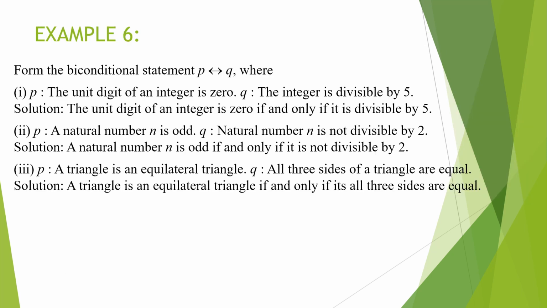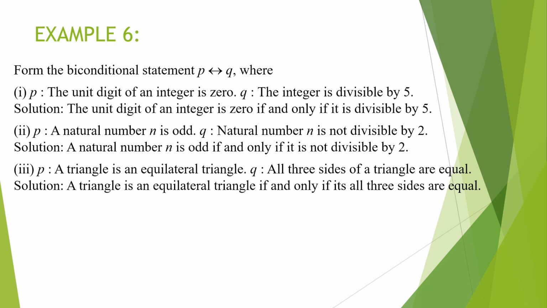Example 6. Form the biconditional statement P if and only if Q where, first case, P is the unit digit of an integer is 0, Q is the integer is divisible by 5. Solution, the unit digit of an integer is 0 if and only if it is divisible by 5.